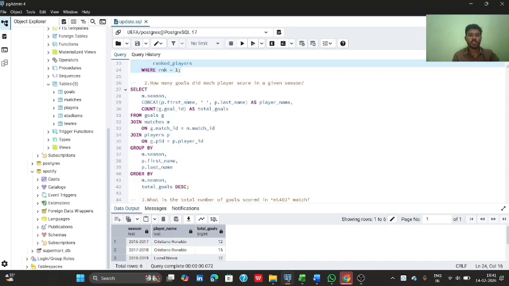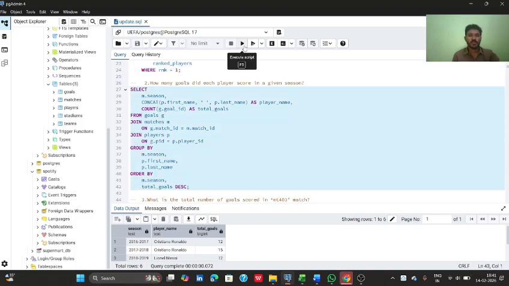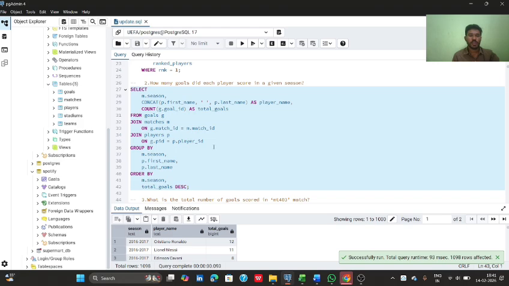Next one is how many goals did each player score in a given season. And I'm executing this one. Here also the same. Total goals, 12, and Cristiano Ronaldo's 16 to 17, and the same season Lionel Messi also has a total of 11 goals.